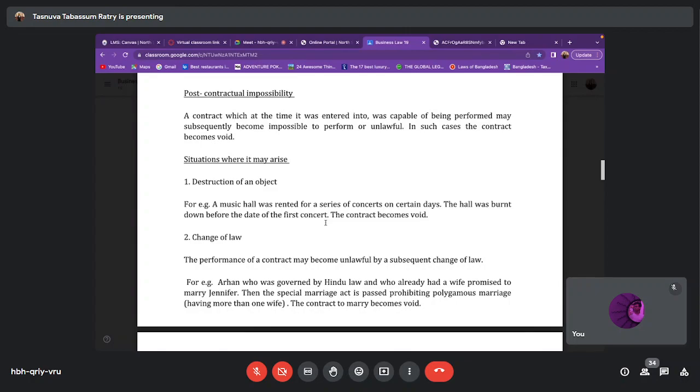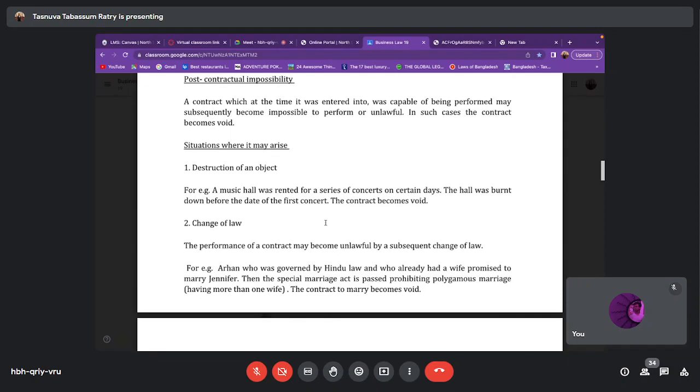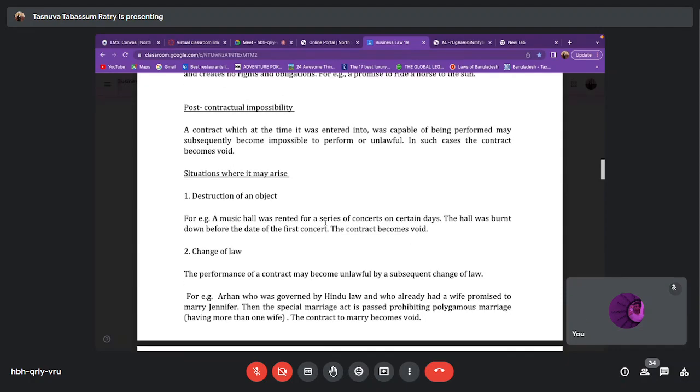So when a contract is being entered, it is capable of performance. However, subsequently, due to an event or a situation, it becomes impossible to perform. As a result, because of that impossibility, it becomes void and the contract is terminated by supervening or subsequent impossibility. So in any of these situations, if it arises, the contract usually will be terminated.